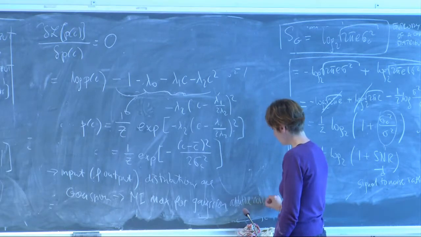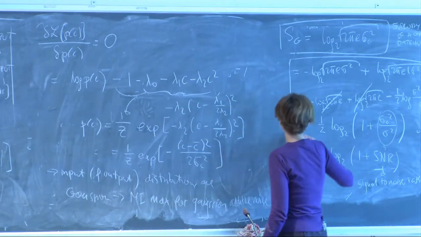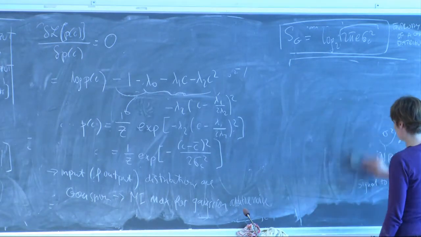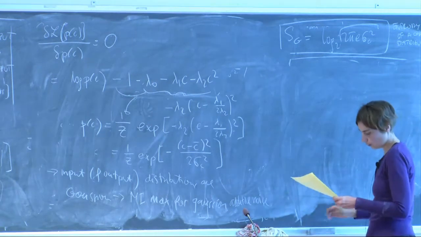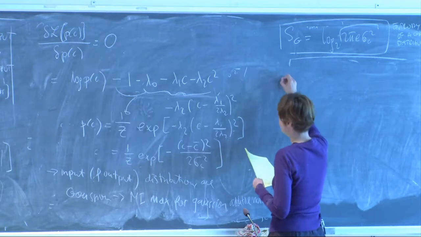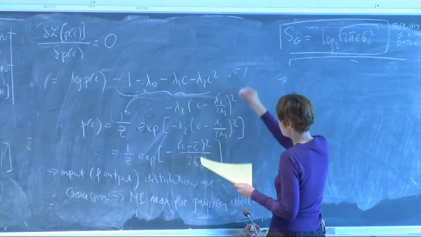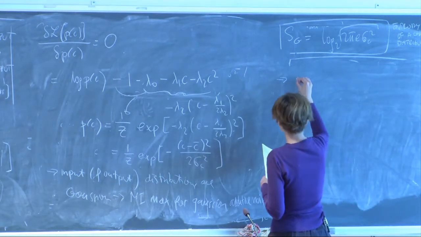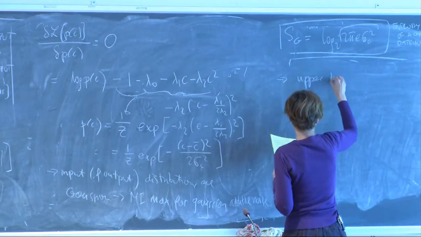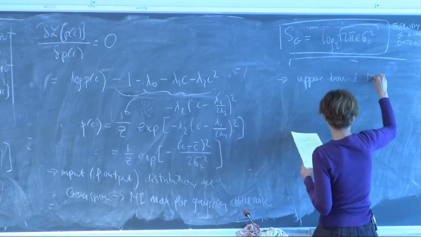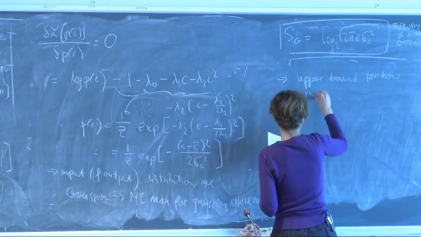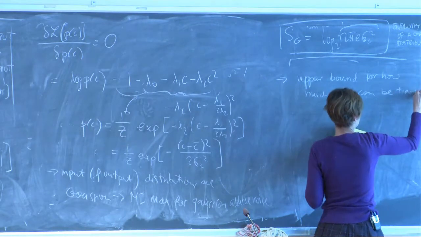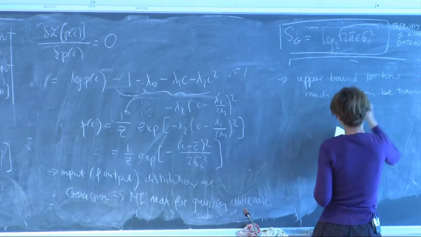This is for Gaussian additive noise. This isn't true in general. And if we had more time, maybe Thierry will show you more examples of things for which it's not true. But the reason the Gaussian channel is useful is that, since it's maximized for it, it gives you an upper bound for how much information can be transmitted, okay, under these assumptions.